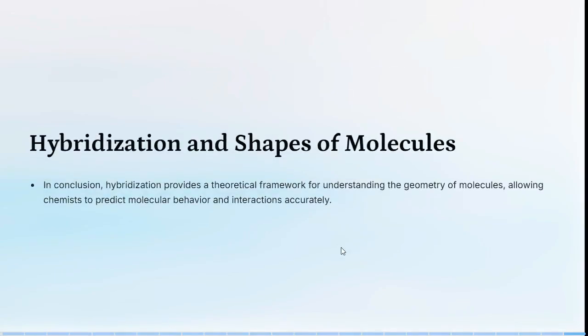So in conclusion, hybridization provides a theoretical framework for understanding the geometry of molecules and allows chemists to predict the molecular behavior and interaction of molecules accurately.